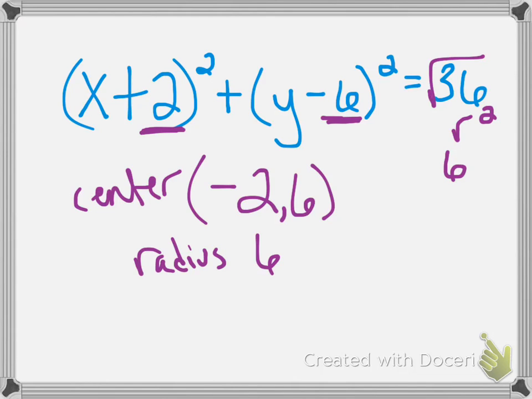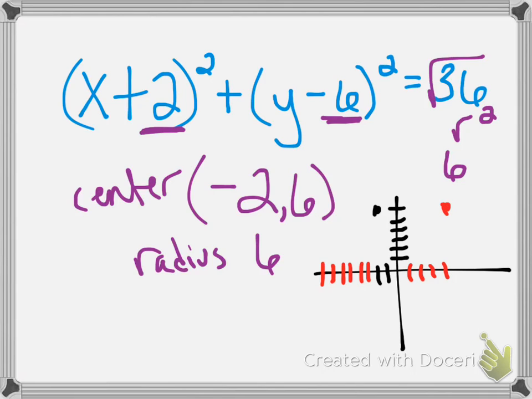If you want to graph it, you would go to your coordinate plane, start at (negative 2, 6), and put your point. That's the center of your circle. Then you count 6 to the right, 6 to the left, 6 up, and 6 down, and then connect it in the form of a circle, and there you have it. That's all there is for a circle.